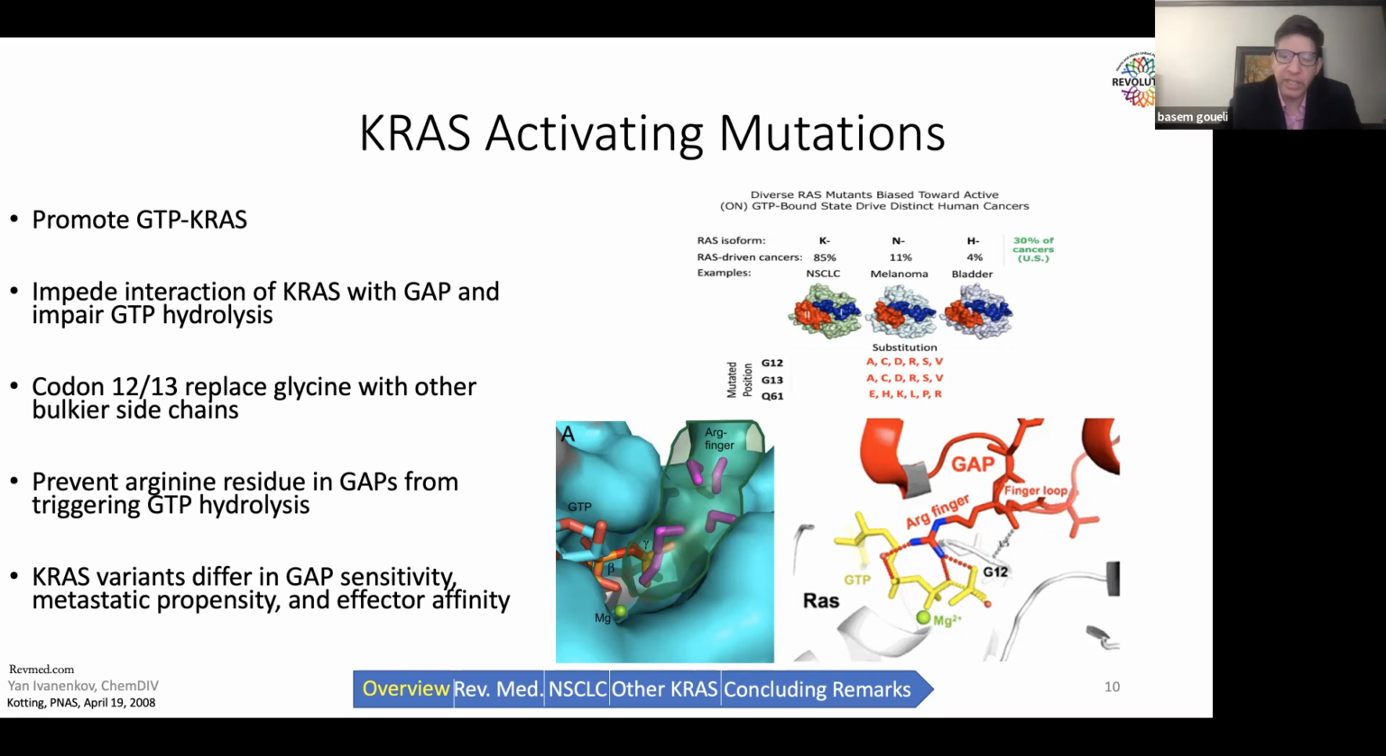And what's really interesting is that these different mutations we see, the G12A, G12C, G12D, et cetera, G13, Q61, they all have differences in their sensitivity to the GAPs. They have differences in their metastatic propensity, so where they typically spread, and differences in terms of how they bind effectors. So these are not created equal. KRAS G12C is very different than KRAS Q61H. And so that's really important to recognize.